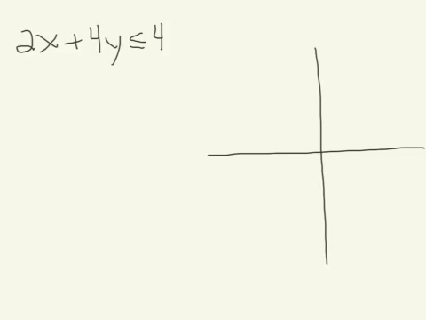So for this equation, you would have an x-intercept at 2. And so I'm going to put a dot at 2. And then you would have a y-intercept at 1, a dot there. And then you take your ruler, which I don't have for this video, so I'm just going to, best as I can, draw my solid line.